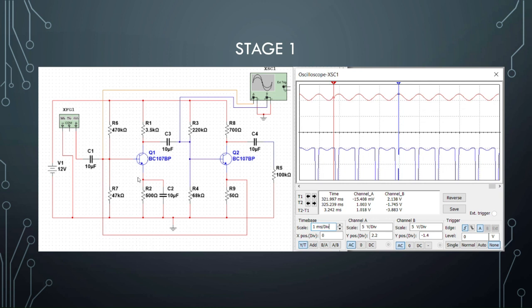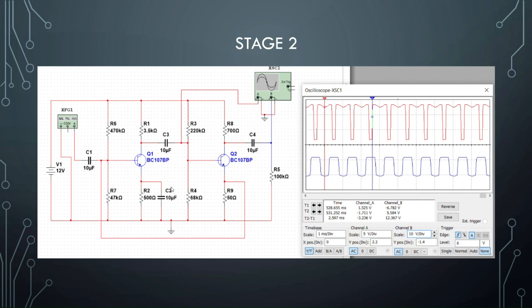The output is negative because capacitor 2 at the emitter feeds it back to the input. This is negative feedback.